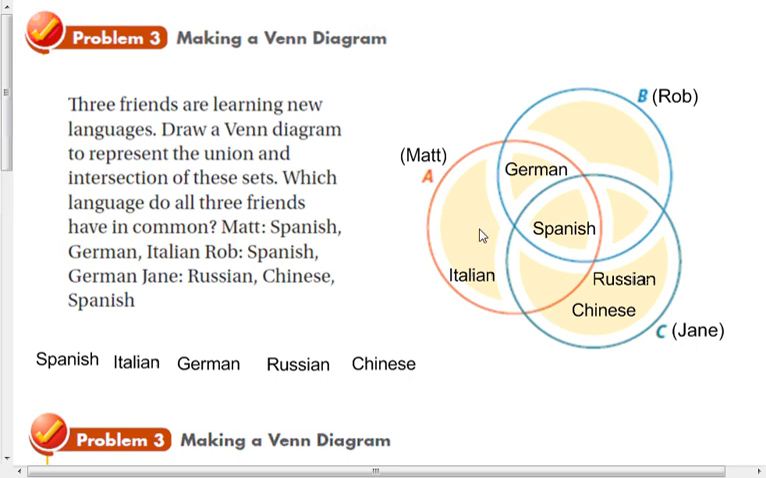So this section right here is shared by all 3. So that's why it's contained in all. And then German is shared by Rob and Matt only. Italian is just Matt. And Jane has 2 languages that neither of the other 2 have. All right, you try that.